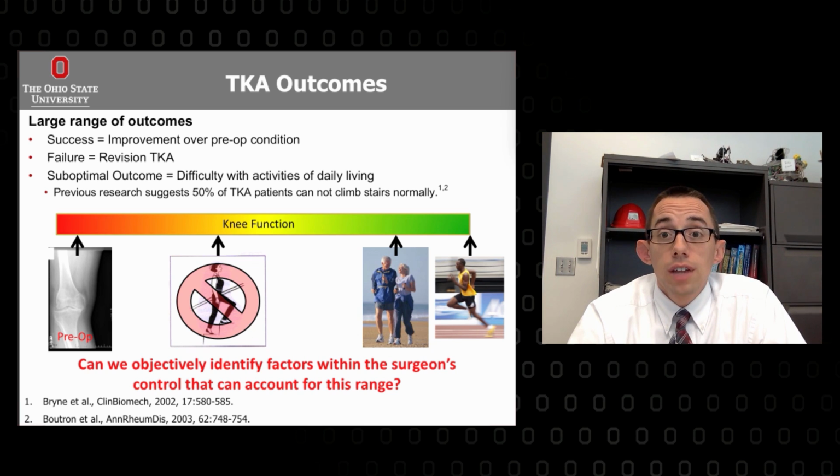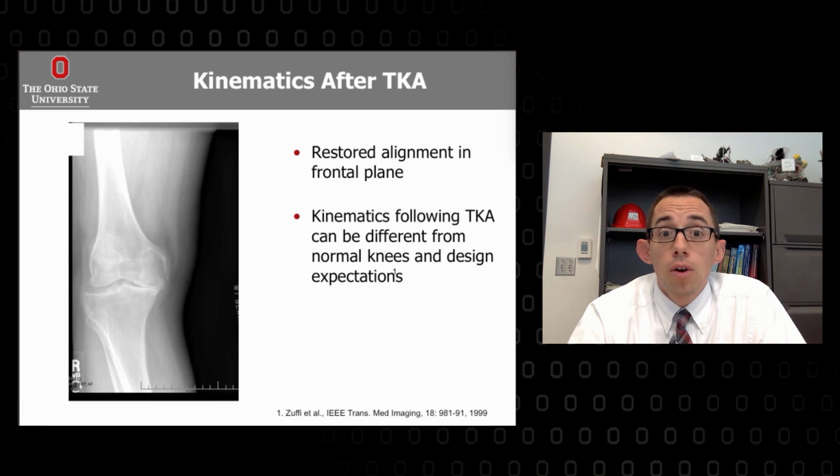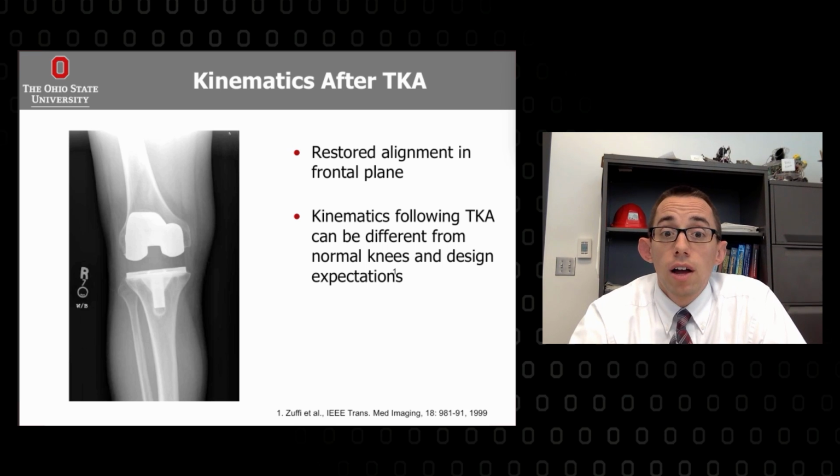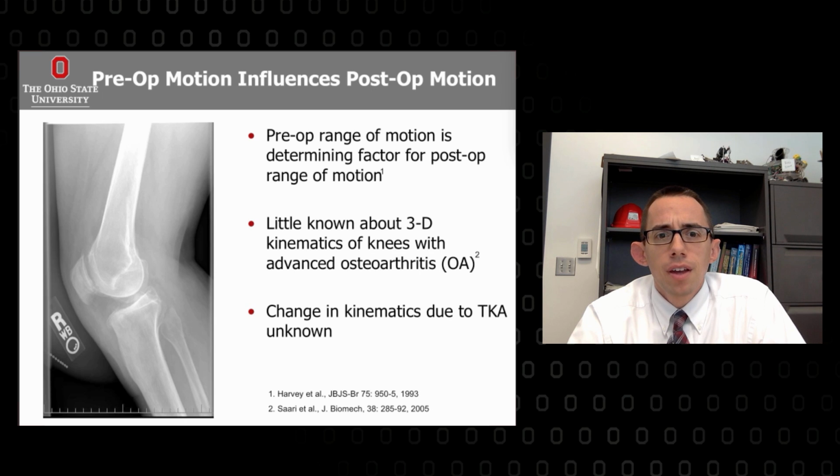One of the things that the surgeon can check inside the operating room are the kinematics after total knee arthroplasty, passively. So while a total knee arthroplasty can restore alignment in the frontal plane from this bone-on-bone contact to a more straight line, the kinematics of the knees, or how the knee moves following surgery, is different from normal knees and can even be different from the design expectations of the implant manufacturer. Previous research has also shown that the preoperative range of motion, or how much you can flex and extend your knee prior to surgery, is a good determining factor for how much you can move your knee after surgery.